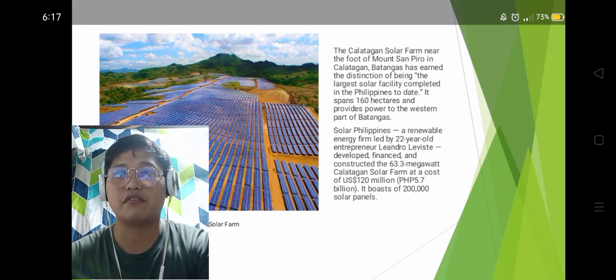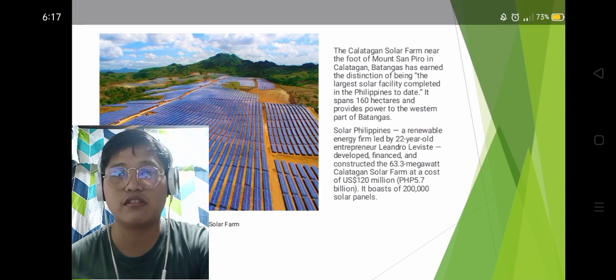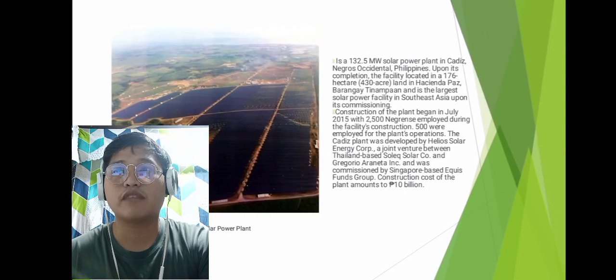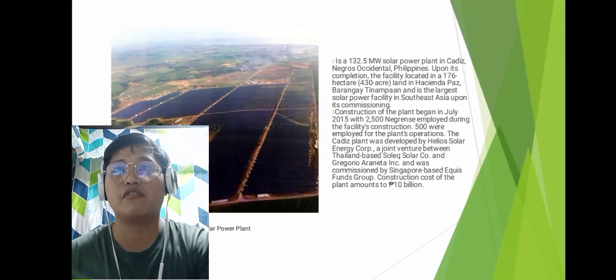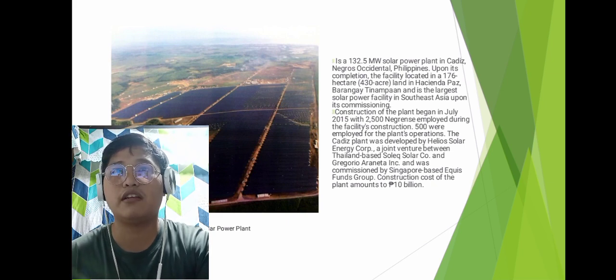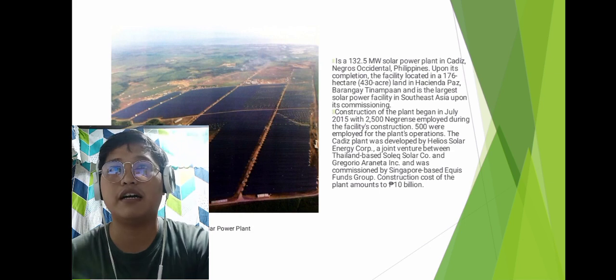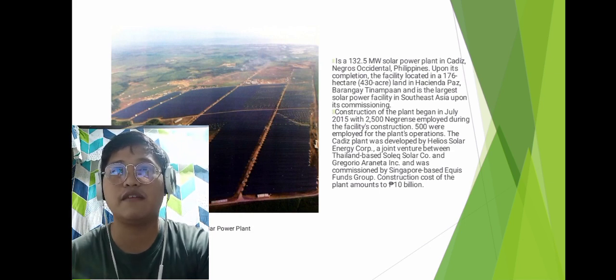That would be 5.7 billion in Philippine peso, and it boasts of 200,000 solar panels all in all. And here we have in Cadiz, Negros Occidental, Philippines, a 132.5 megawatt solar power plant. Upon its completion, the facility, located on a 176 hectare or 430 acre land in Hacienda Pass, Barangay Tirampaan, is the largest solar power facility in Southeast Asia upon its commissioning.